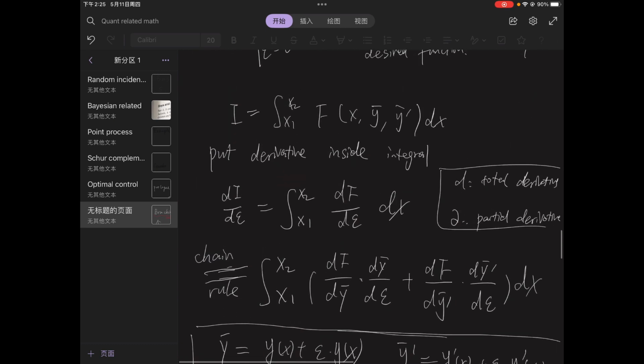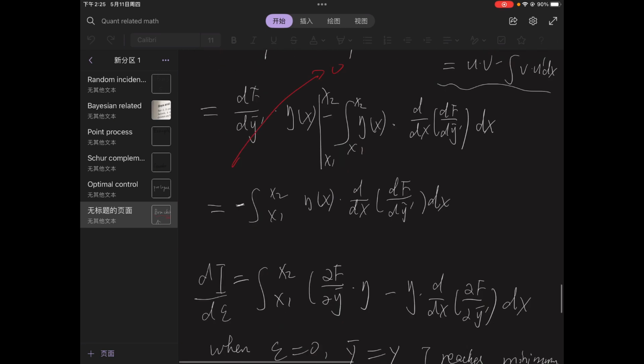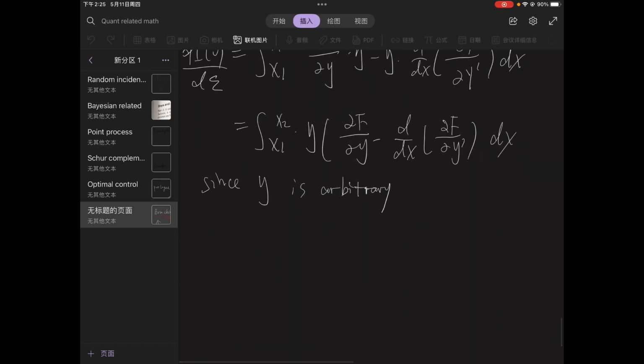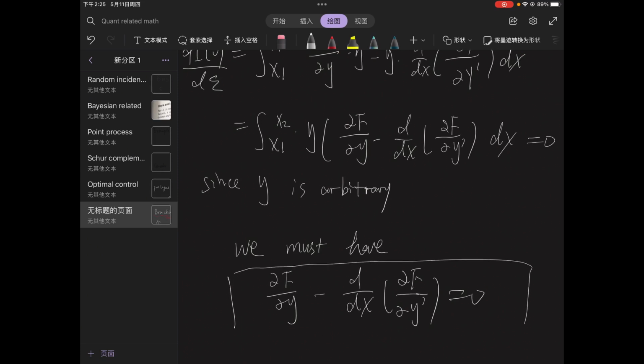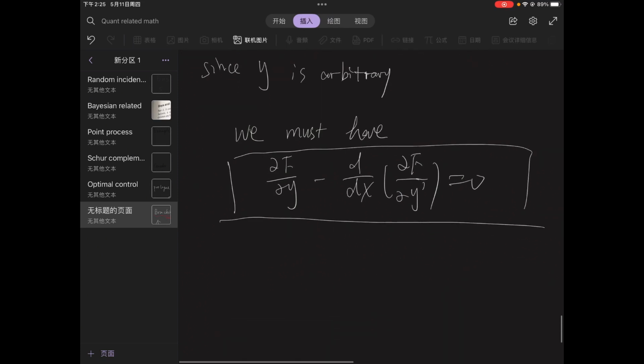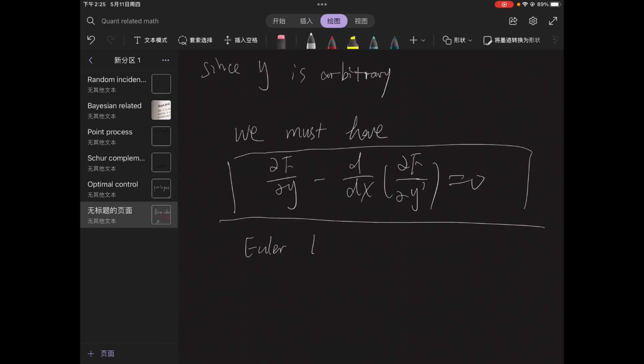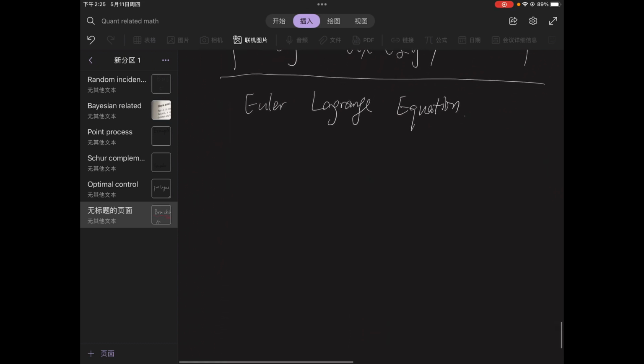Let me go back a little bit because I made some mistake. Here's dI/dε, so here again it should be dI/dε. And since eta is arbitrary, we must have dI/dε equal to 0, so ∂f/∂y minus d/dx of ∂f/∂y' is equal to 0. And this is what we call the Euler-Lagrange equation. And I will show you how to solve the Brachistochrone question.